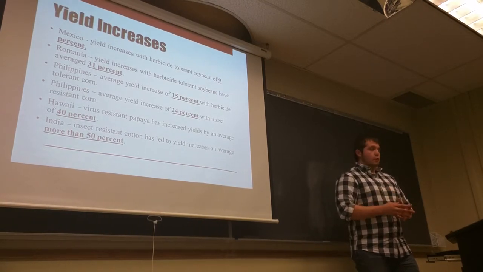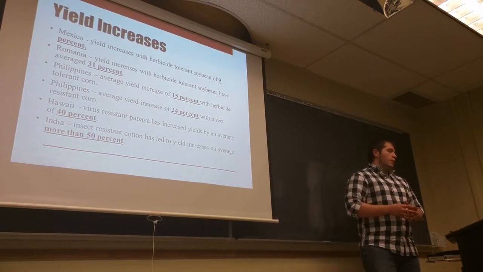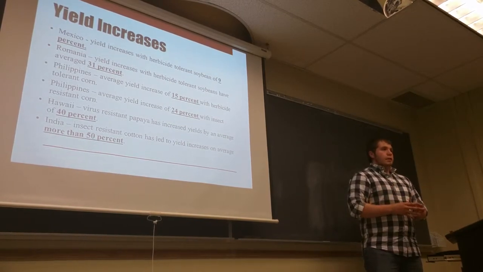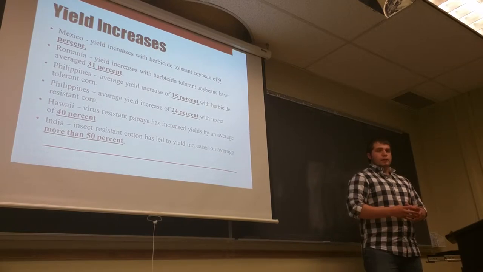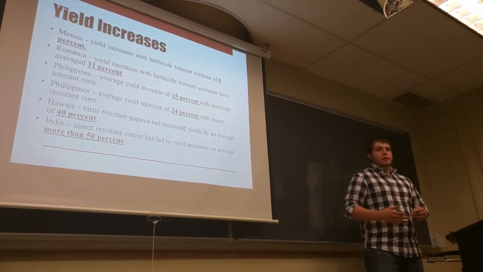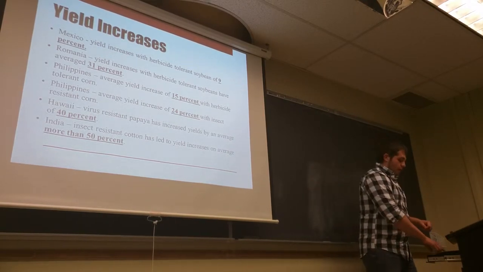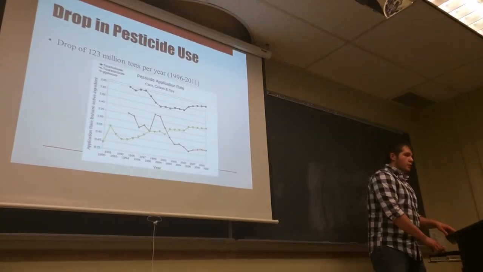The most notable one for us would be in Hawaii. There is a virus that was threatening to completely wipe out the papaya industry. And Monsanto went in and created a plant that was resistant to this virus. Not only did the papaya industry rebound, it actually increased its yield by 40%. So the reason we have papaya still today is due to GMOs.